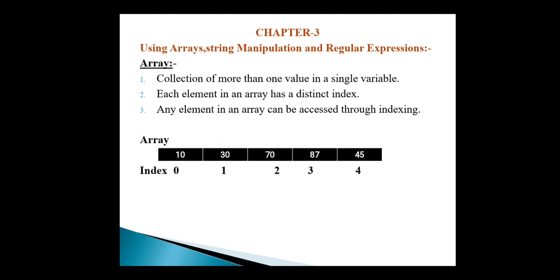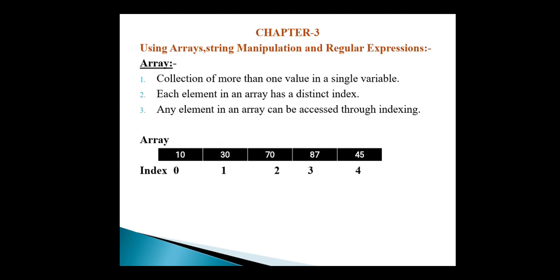So what is an array? An array is a collection of more than one value in a single variable. Each element in an array has a distinct index, and any element can be accessed through indexing. The index starts from 0 to n, like 0 to 10 or 0 to 20. The index value begins from the number 0.